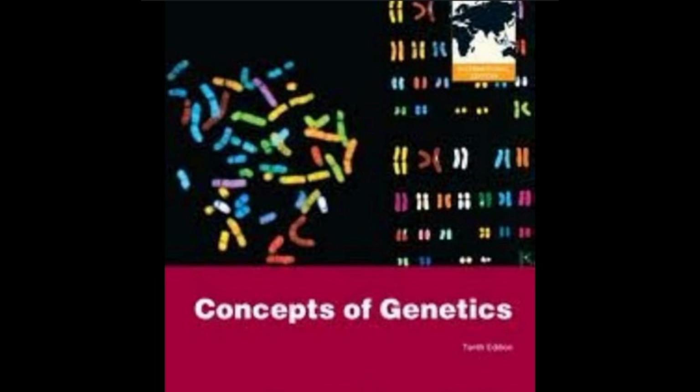For example, the coat color in a type of mouse is determined by a gene that has two alleles designated as capital B and small b. Capital B is a dominant allele which exhibits a black coat color, while small b is a recessive allele which exhibits a brown coat color.